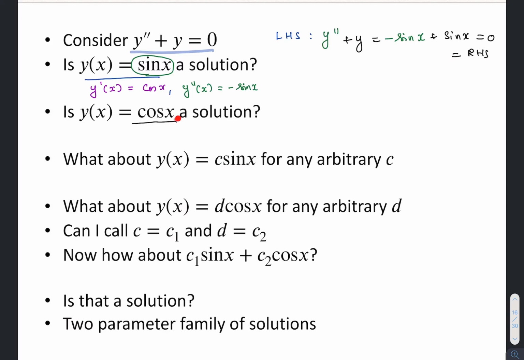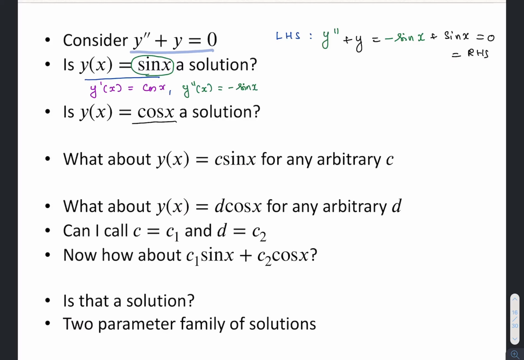Since cosine x is a solution, another constant, it does not have to be the same constant. This could be 2 and this could be 3. This could be 3, this could be 4, this could be 5, this could be 2020, this could be negative 2020, this could be positive million, right? So it could be anything. The C and D do not have to be the same. So now I have another function with another parametric family, right?